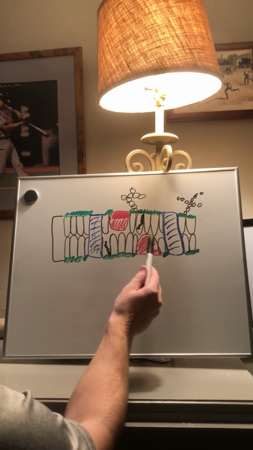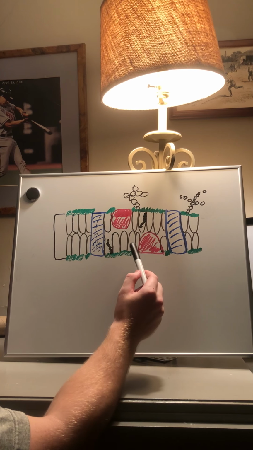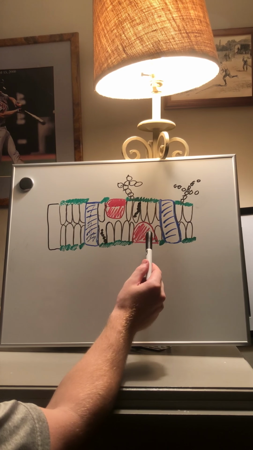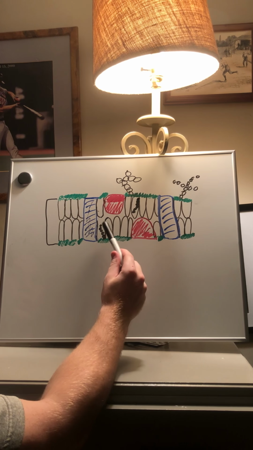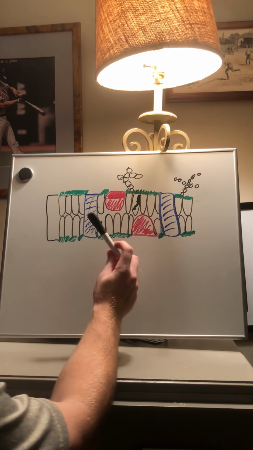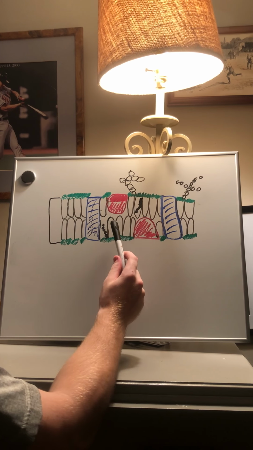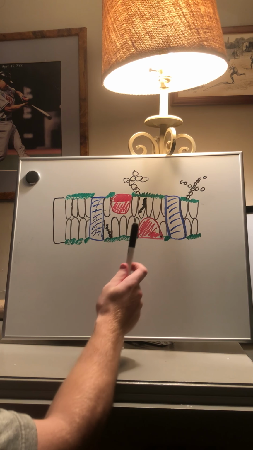Our peripheral proteins, which we have here in red, are located on the surface of the membrane, bound to either integral proteins or lipids. They also move laterally, but occasionally can move across.